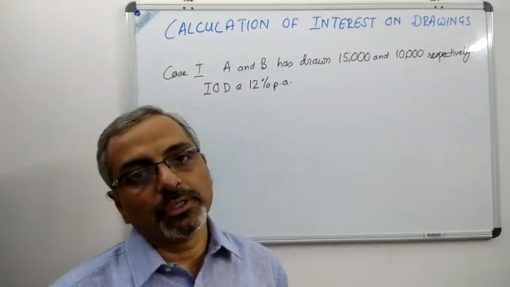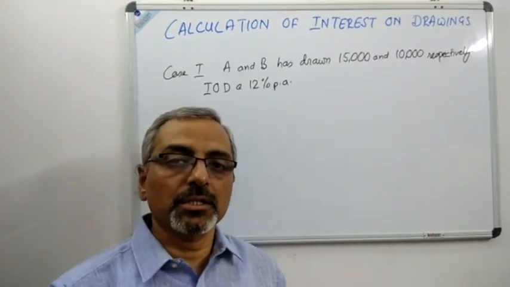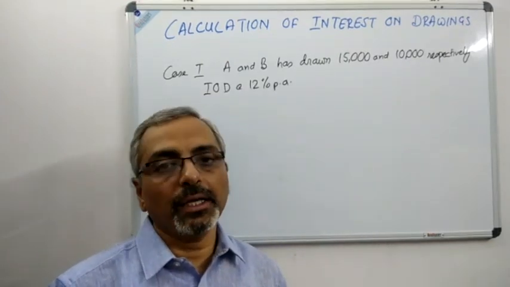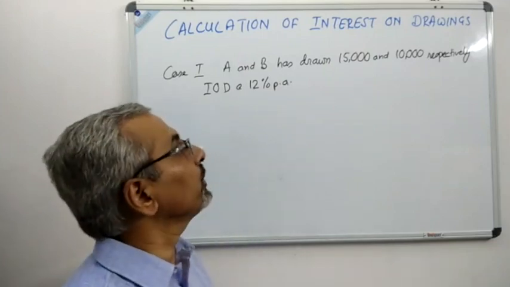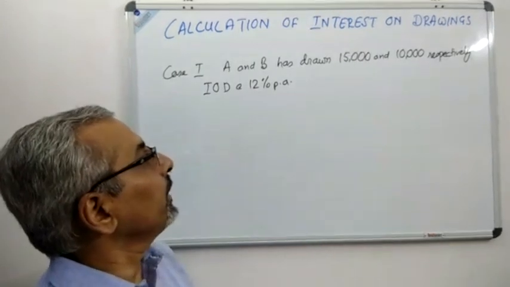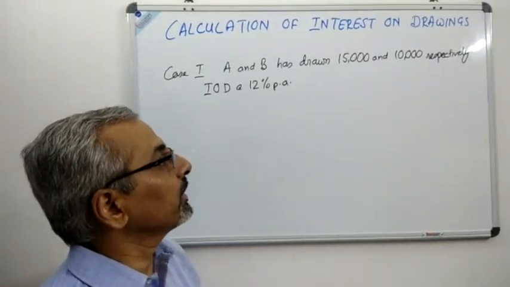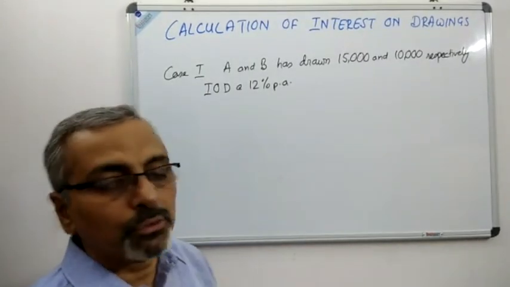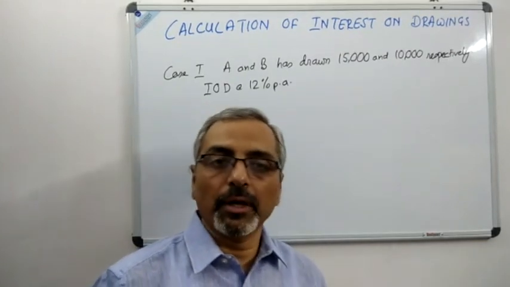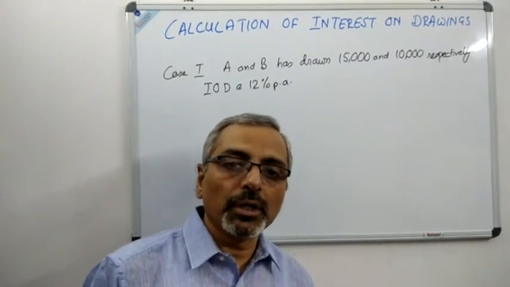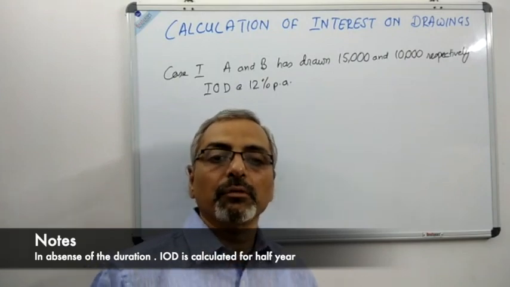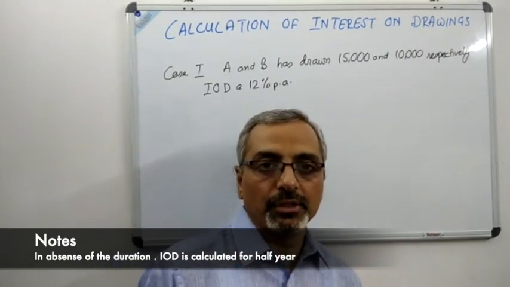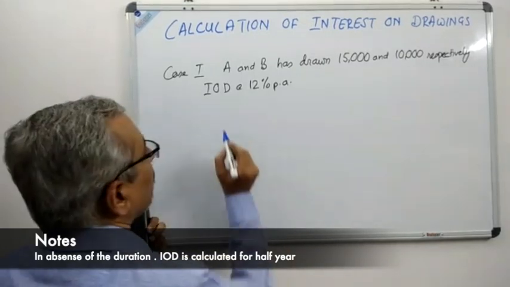I will first start with the calculation of the first case, in which I had already said that A and B had drawn 15,000 and 10,000 respectively. You can see over here very carefully that A and B have drawn 15,000 and 10,000 respectively, and the interest on drawing is 12% per annum. Whenever the time is not given when the drawing has been made, always remember the interest on drawing will be calculated for half year. So we'll calculate for A.